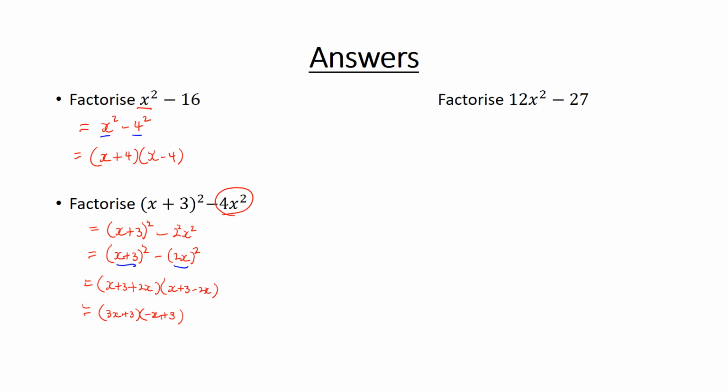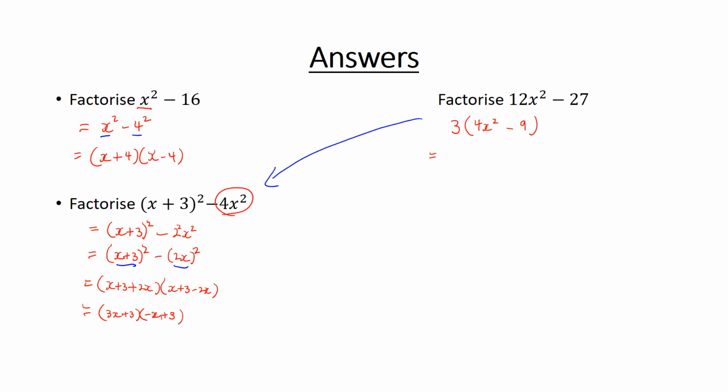In our last example over here, the first thing we need to do is take out a common factor. So we've got a common factor of 3. I'm going to take that out and put it out the front. That leaves me with 4x squared take 9. Now we know that 4x squared from here can be rewritten.